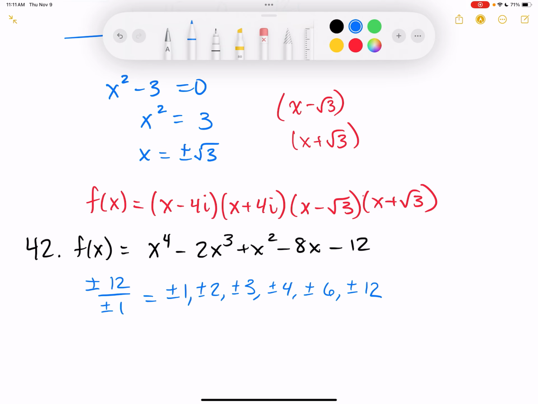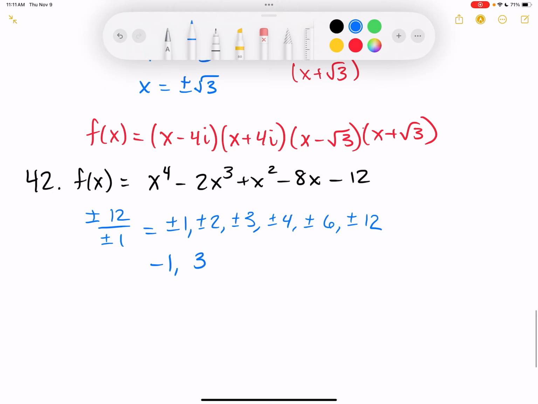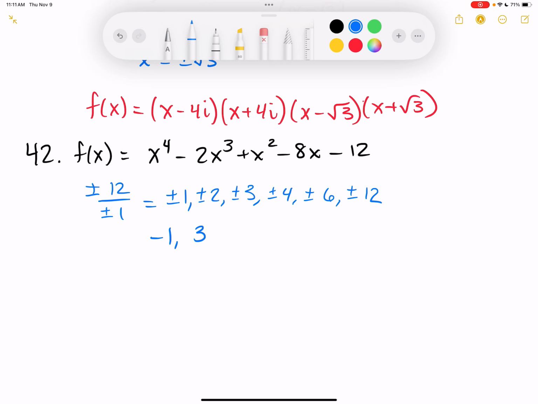So again, I'm going to save you from having to type it in for the sake of time since y'all know how to do that. So the ones that I should check are going to be -1 and +3. Doesn't matter which one is first, but I'll do -1 first. So -1, and then I'm not missing any terms, so everything will just be copied down. So 1, -2, 1, -8, -12.